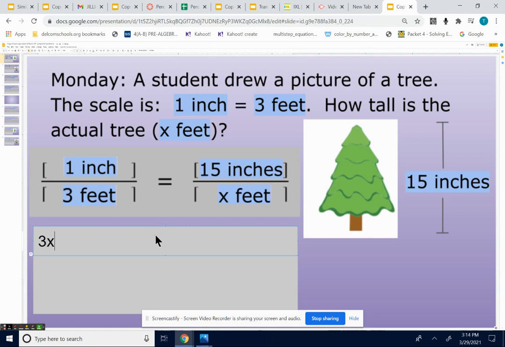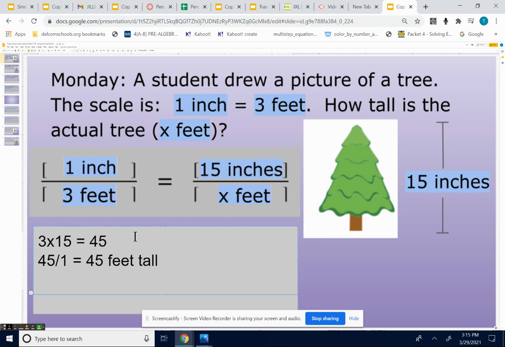Taking the 3 times 15, which is 45. The butterfly that has both numbers, the 3 and the 15. And then taking that and dividing it by your lonesome number that doesn't have a buddy in the wing, the 1. So 45 divided by 1 is 45 feet tall. So the real tree is 45 feet tall.